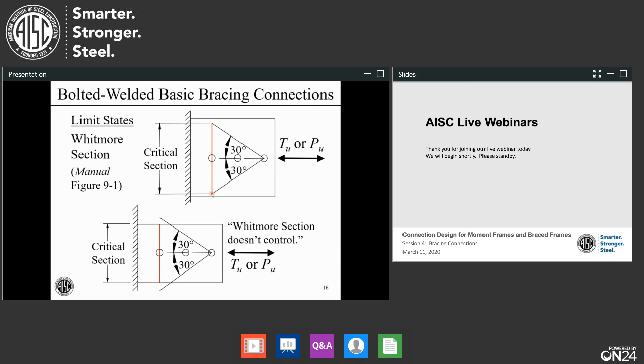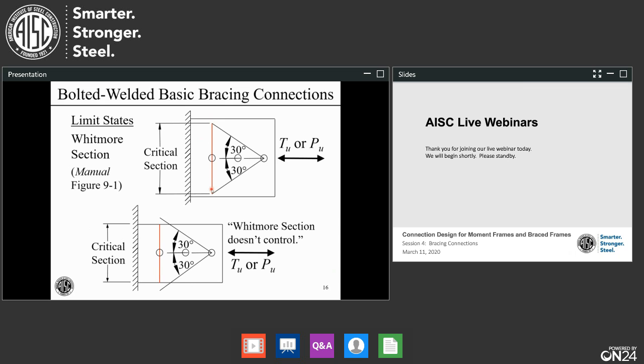So we need some way to define our critical section in this region in the middle where the high stresses are. And the Whitmore section is how we do this. If you go in the manual, you'll see pictures sort of like this one, and you'll see over the length of the connection, we spread the load at 30 degrees, as shown. And at the location where it intersects at the back of the connection, like here, that defines our critical section. And we can calculate the gross area for a tensile yielding check, net area for tensile rupture check, or I guess gross area also for the compression check. This is going to be our critical section.